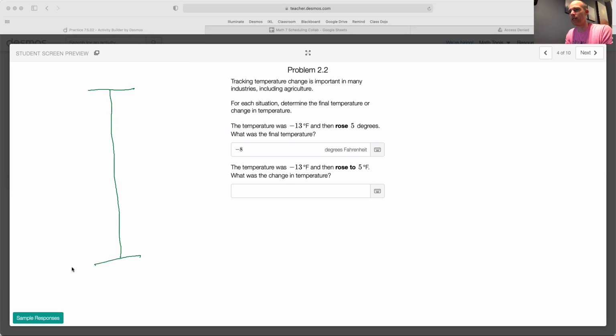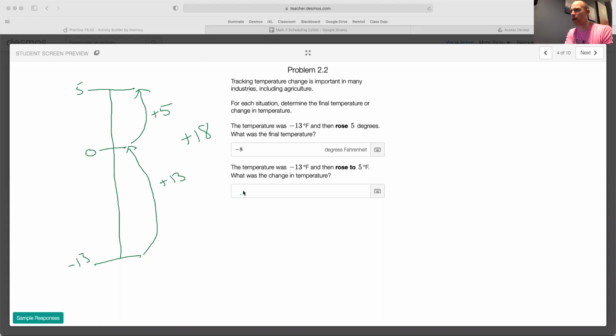I'm going to put negative 13 way down here. 0 would be maybe around here. And then this will be positive 5 right here. And now let's just think of it as two big jumps. Well, you need 13 to get from negative 13 to 0, right? So you're adding 13. And then you need another 5 to go from 0 to 5. So that's a total change of positive 18 or a rise of 18.